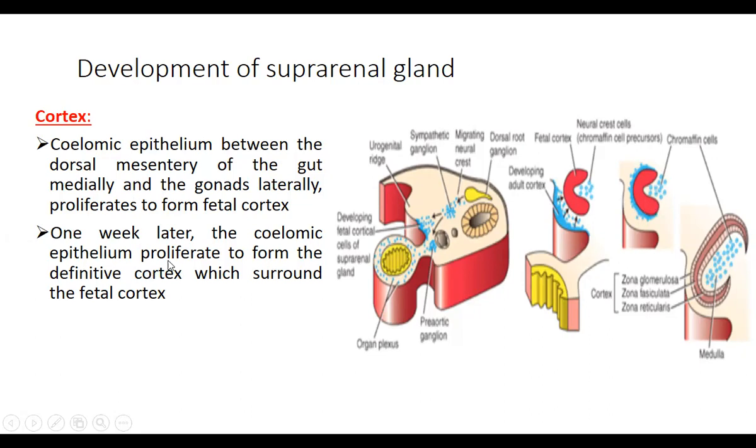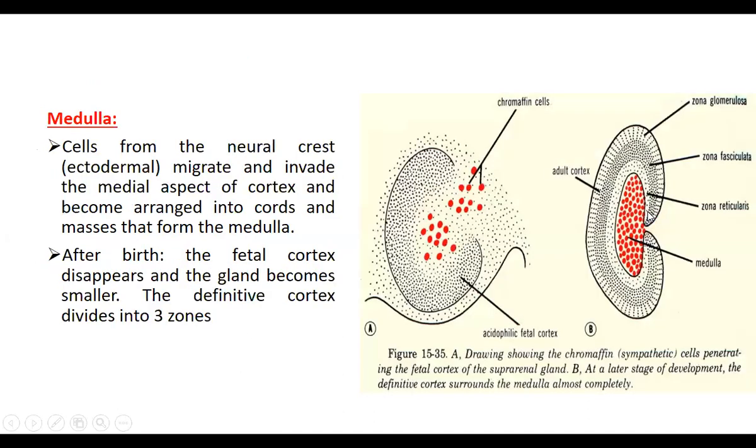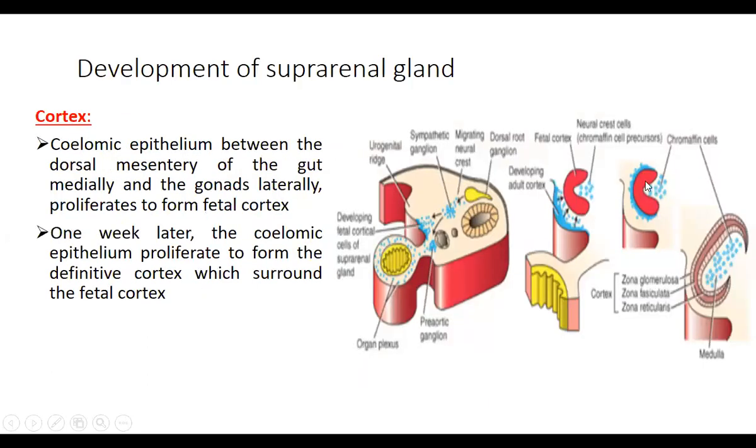So one week later, the coelomic epithelium proliferates to form the definitive cortex, shown here as the adult cortex, both are the same, which surrounds the fetal cortex. As you can see in this picture, this is the fetal cortex and the definitive cortex is surrounding it. Later there is formation of the medulla. The fetal cortex starts becoming smaller and smaller, and the adult cortex grows much larger and stays, and the fetal cortex totally disappears.